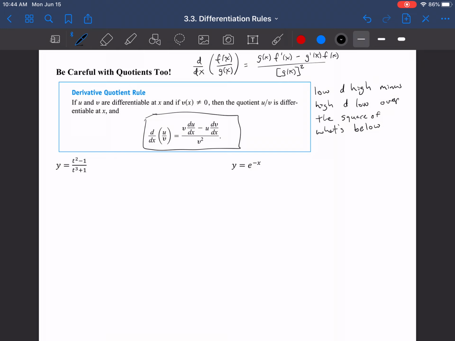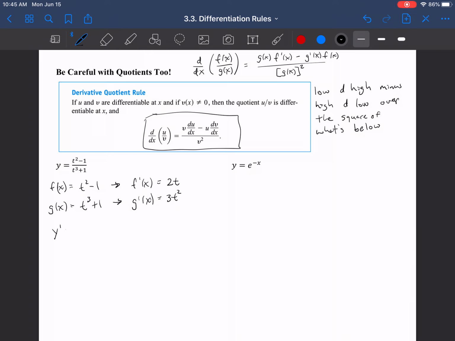So our f of x is going to be what's on the top. And again, once you get good at these, you will probably stop writing this out in so much detail. This will be t squared minus 1, and then the derivative of that is going to be the derivative of t squared, which is 2t, and the derivative of minus 1 is just 0. G of x is going to be t cubed plus 1, and that's going to be g prime of x equals 3t squared, and the derivative of 1, again, is 0.